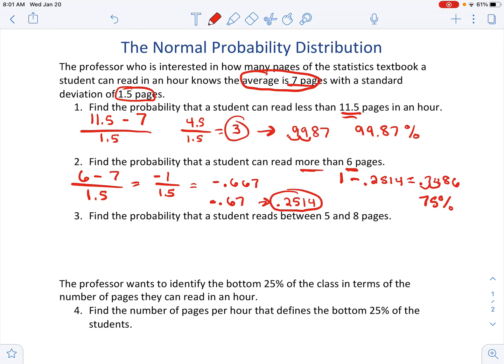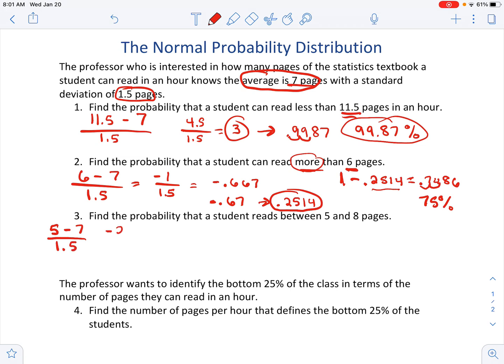You go to the next one, okay? So I want to really emphasize, if it's less than, you just take the percent given to you. If it's more than, you're going to subtract the value you find from 1. Now, if it's between, we're going to have to do this twice. So we're going to go 5, so the value they give us minus the mean divided by the standard deviation.